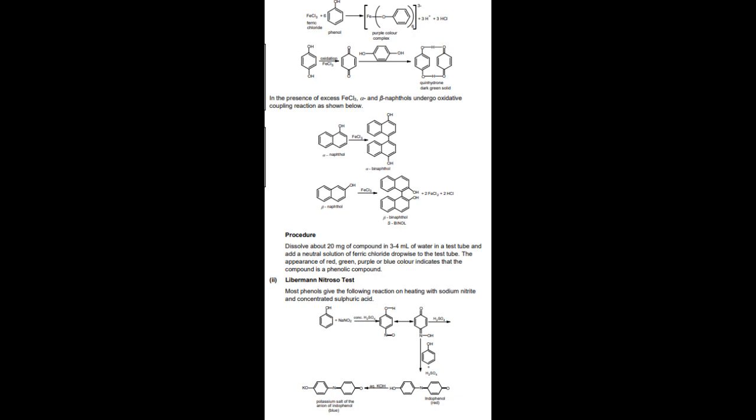2. Liebermann nitroso test. Most phenols give the following reaction on heating with sodium nitrite and concentrated sulfuric acid. Look at the screen. Procedure. Take about 15 mg of compound in a dry test tube and add a few crystals of sodium nitrite and about 0.5 ml of concentrated sulfuric acid. Gently heat the contents of the test tube and observe the color.